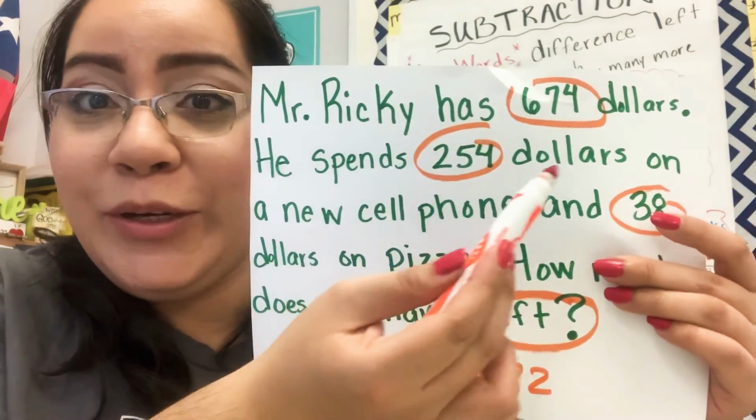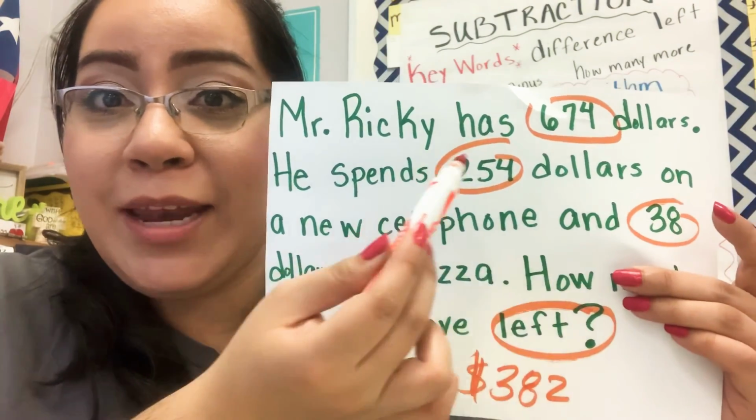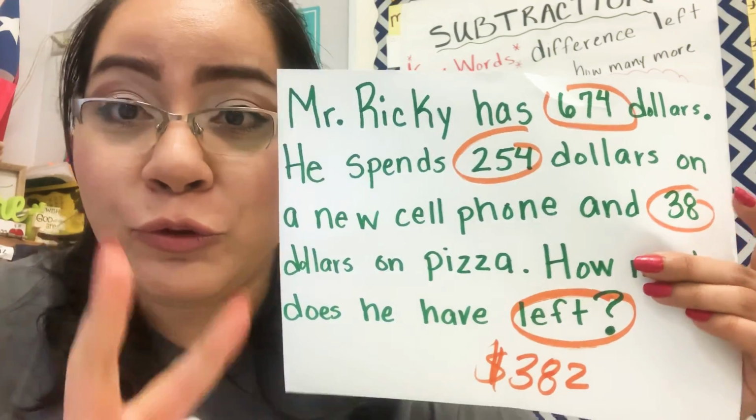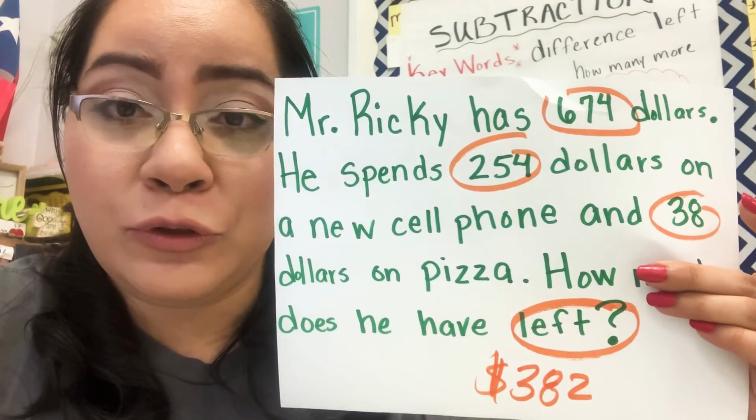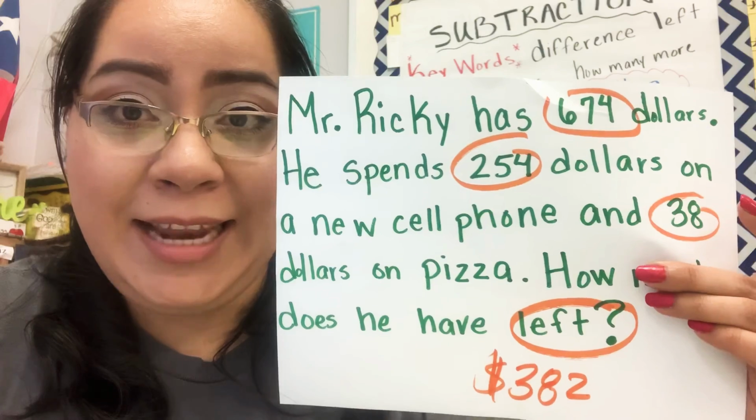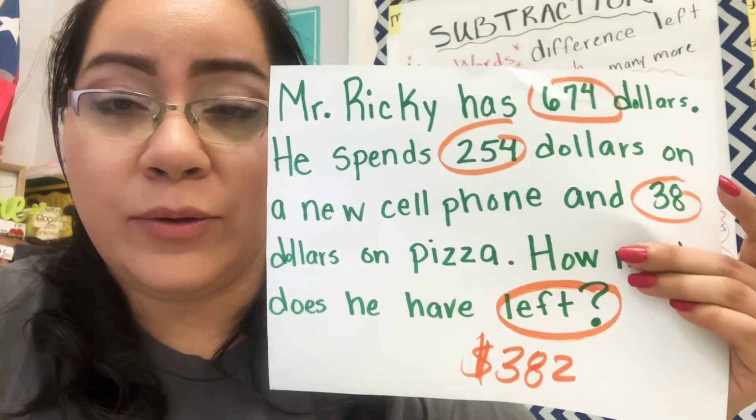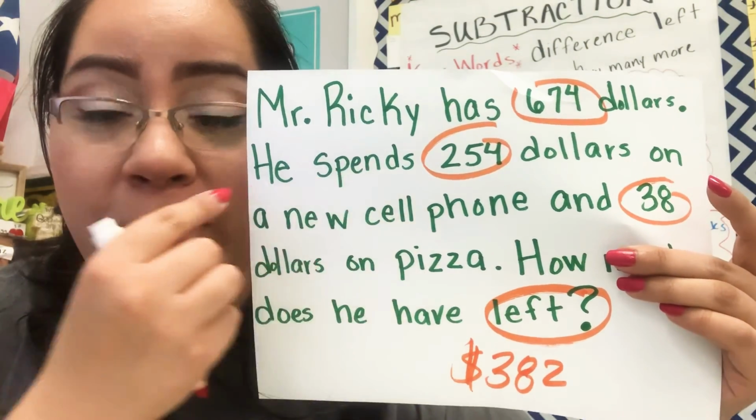Okay, so I'm going to give you Mr. Ricky again, but what I'm going to do, I'm going to change up the numbers. You go ahead and choose 2 different ways for you to show how much he has left. Okay, 2 ways Mr. Ricky has left.